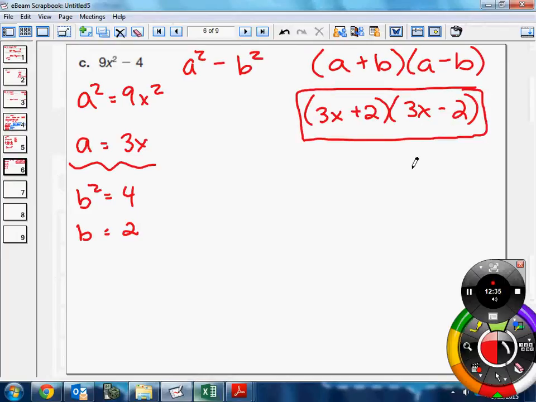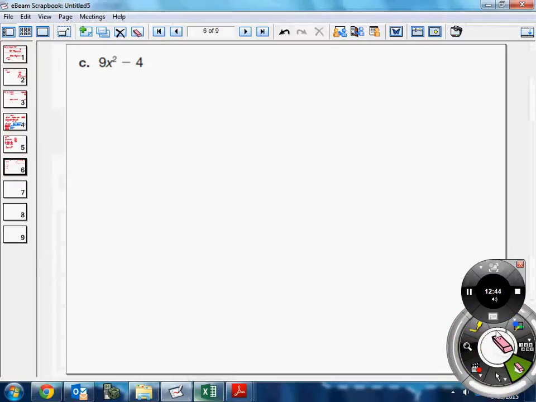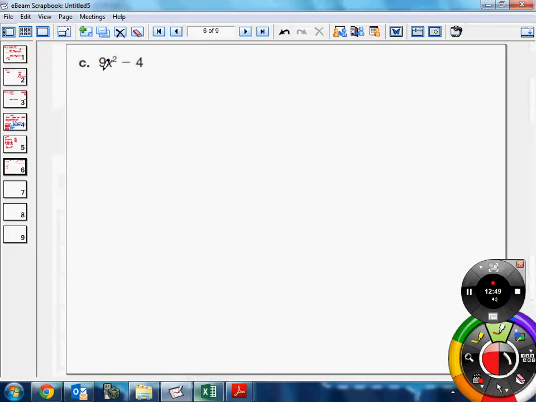I've come to the test day. I'm confused. I don't know where to begin. Okay, what can I do? Treat it just like we have been doing. I can say that 9x squared minus 4 is the same thing as saying 9x squared plus 0x minus 4. Well, now I have a trinomial. Now I can set up my x. I've got negative 4 and 0. So two numbers that multiply to give me negative 4, but add to give me 0. Well, that would be negative 2 and positive 2.